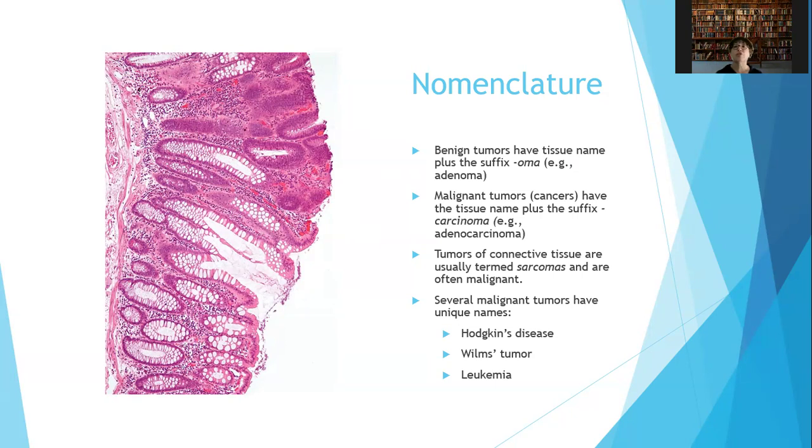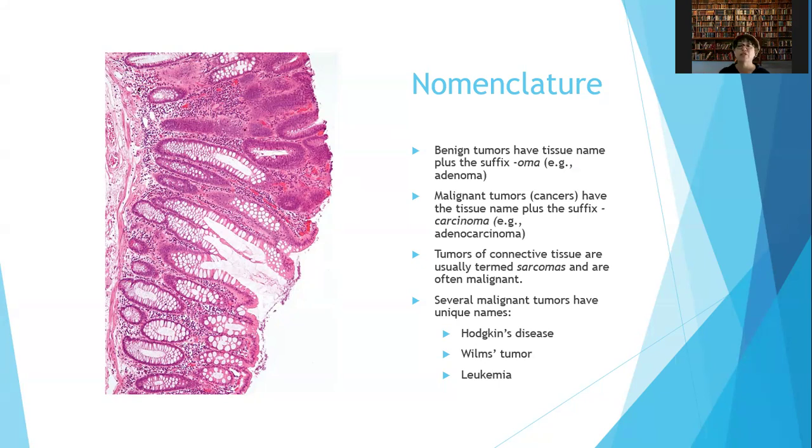Malignant tumors have the name of the tissue plus the suffix carcinoma. So if you have a malignant gland tumor, it's an adenocarcinoma. So an adenoma is a benign gland tumor, and an adenocarcinoma is a malignant gland tumor. Tumors of connective tissue are usually termed sarcomas and are often malignant. You have connective tissue throughout your body, so malignant tumors spread. That's one of the things about malignant.